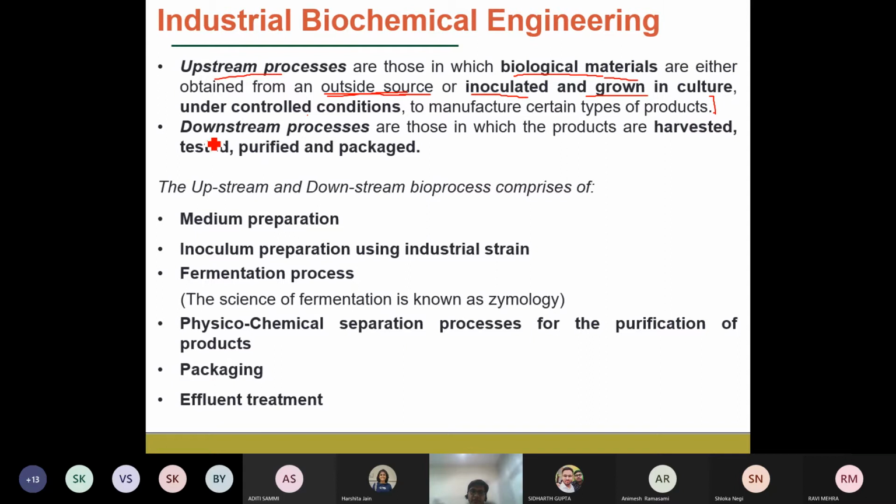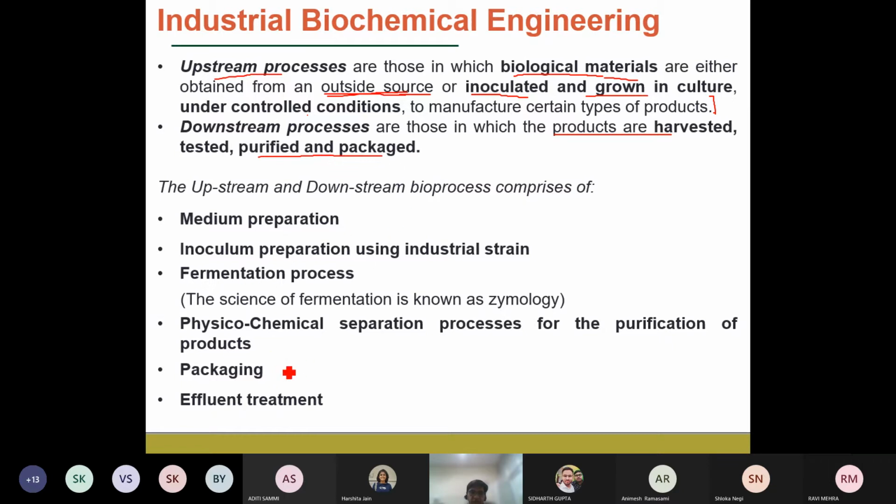And in the case of the downstream processes, what we are doing is, once the products are produced, they are harvested, tested, purified, and packaged. So as I talked about, you have to separate the products from these microorganisms, and then you have to purify to get a particular concentration, within a range the purified products should be there, and then you have to package for the product development.